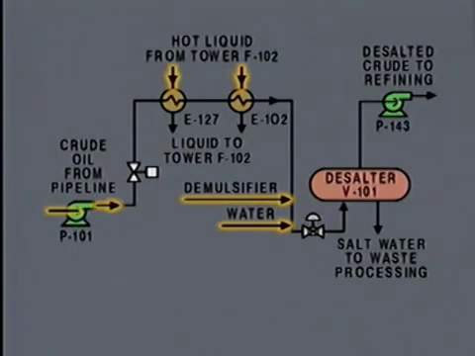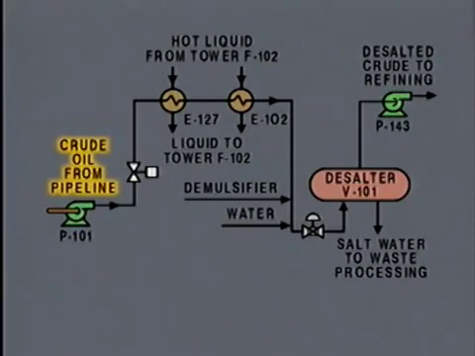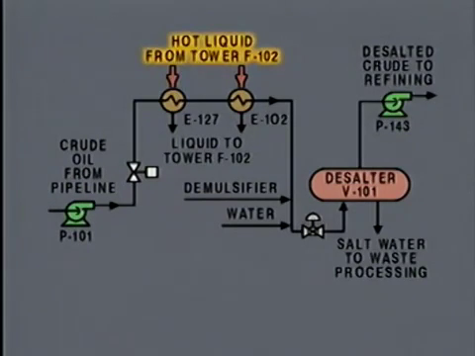Inputs or feeds are indicated by arrows that point in the direction of the flows through the system. Outputs or products are indicated by arrows that point away from the system. The major input to this system is crude oil from a pipeline. The diagram also shows that hot liquid from distillation tower F102 enters the system.